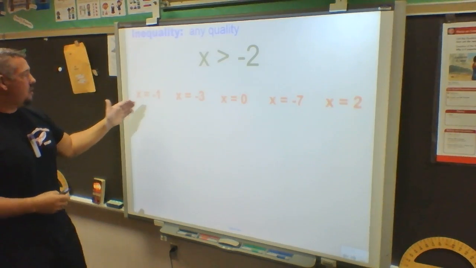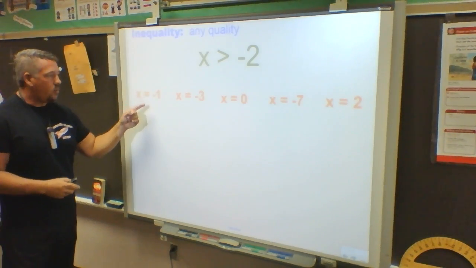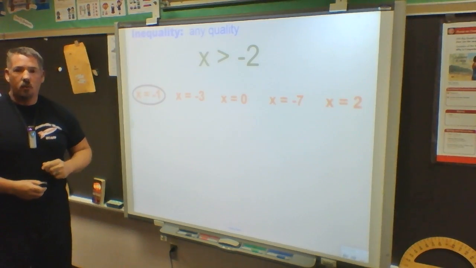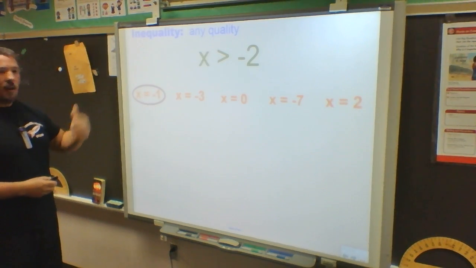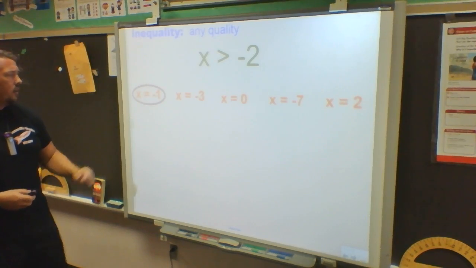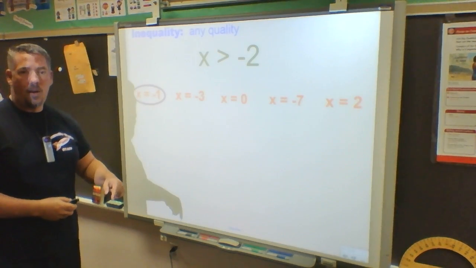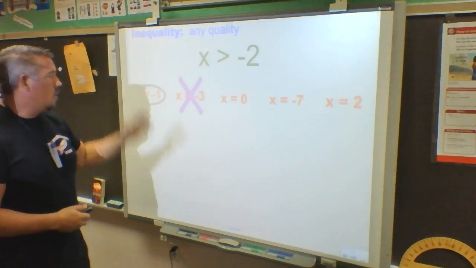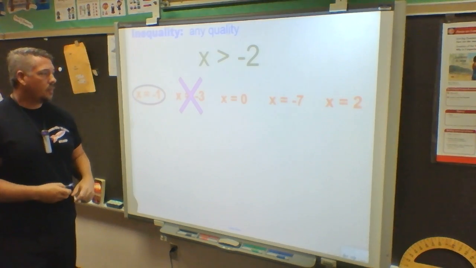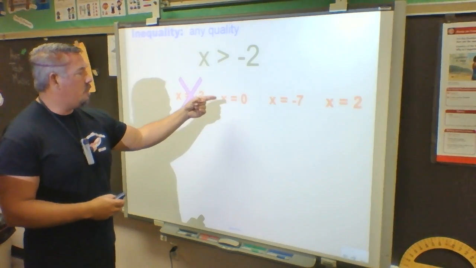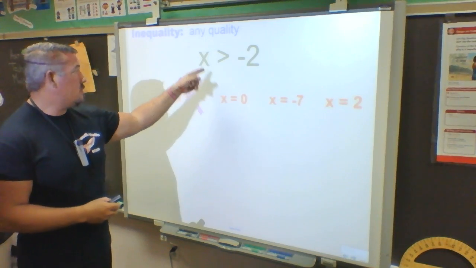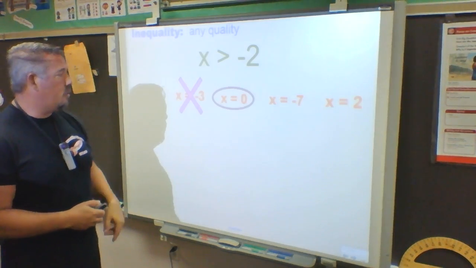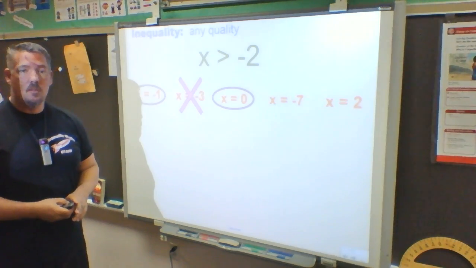Let's talk about each of these. Can x be equal to -1? Yeah, x can be equal to -1, so I would circle that as a possible answer. Can x be equal to -3? It cannot, because -3 is less than -2, so that's not it. How about 0? Can x be equal to 0? Yes, that was one of them that I mentioned, wasn't it? So 0 is greater than -2, so I know that's a possible answer.